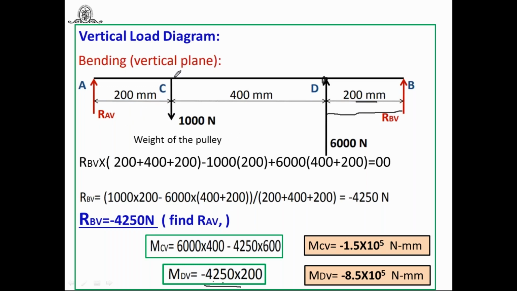Even to find out the bending moment at C, you can say RAV into this distance, and you will get the bending moment at C. This is also the correct approach. This is the fundamental of strength of machine element. So you will get MCV and MDV. Remember, you can call them equation 1 and equation 2, because we have to add the bending moment in vertical loading with the horizontal to find out the resultant bending moment at points C and D.